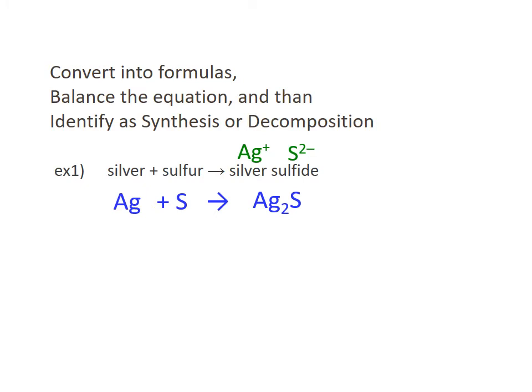Now balance the equation. I have 2 silvers, so I'm going to need 2 silvers. So I'll place a 2 in front of Ag. I have 1 sulfur. There's 1 sulfur. It's balanced out, so the equation is now balanced. I will now identify as synthesis or decomposition. I have 2 things becoming 1. That is synthesis.